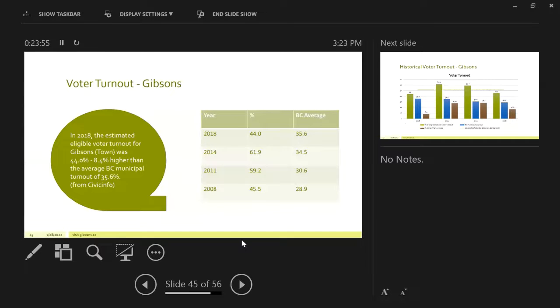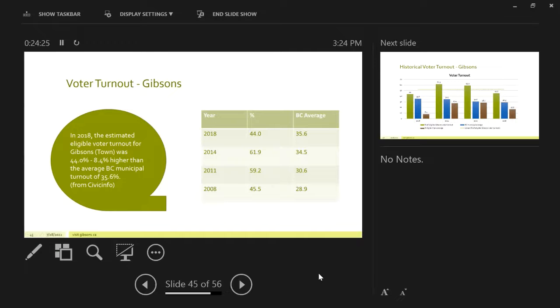So after the election, Gibson's actually has a really high voter turnout. You can see here, I put this together because it was quite fascinating. The last 4 elections, and it's a little more clear on the next slide, but in 2018, the estimated eligible voter turnout for Gibson's was 44%, which is 8.4% higher than the BC municipal turnout average.